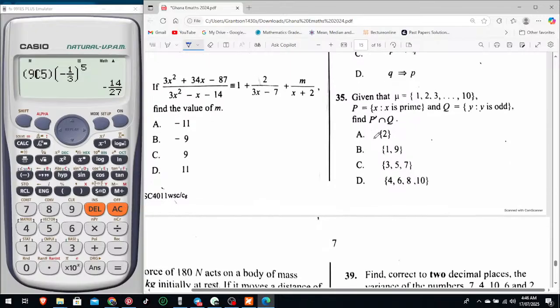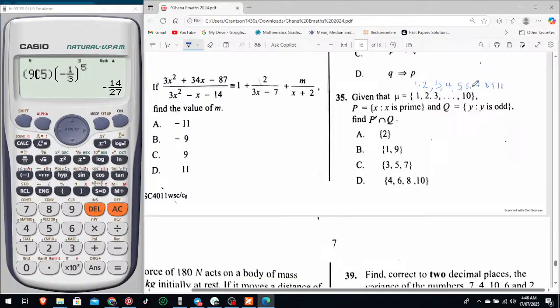Now 35. You have the universal set as 1 to 10 and x is a prime number. So let's list all the numbers from 1 to 10: 1, 2, 3, 4, 5, 6, 7, 8, 9, 10.